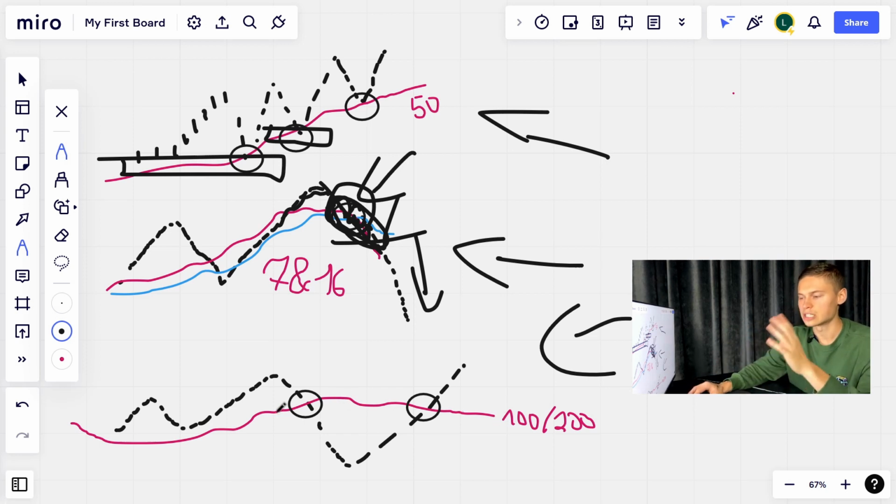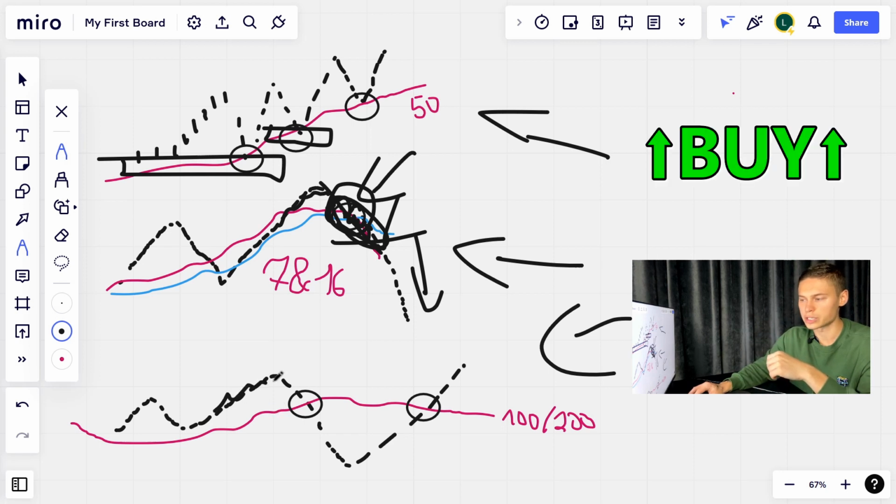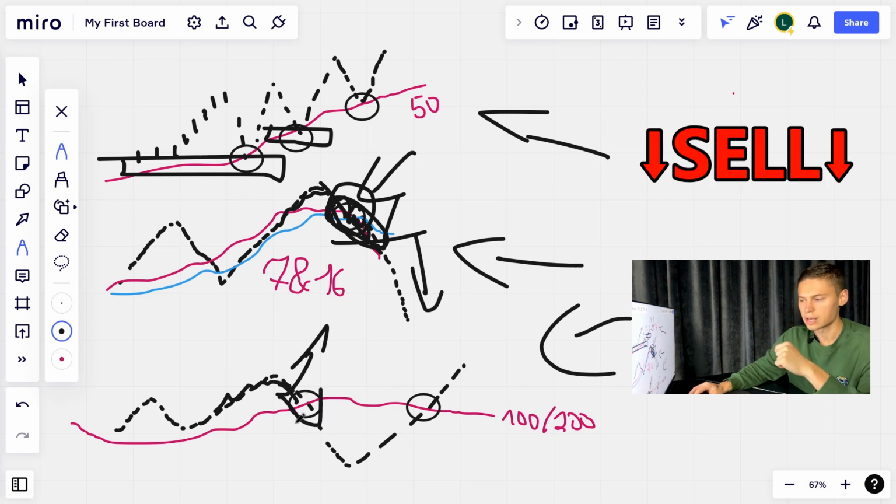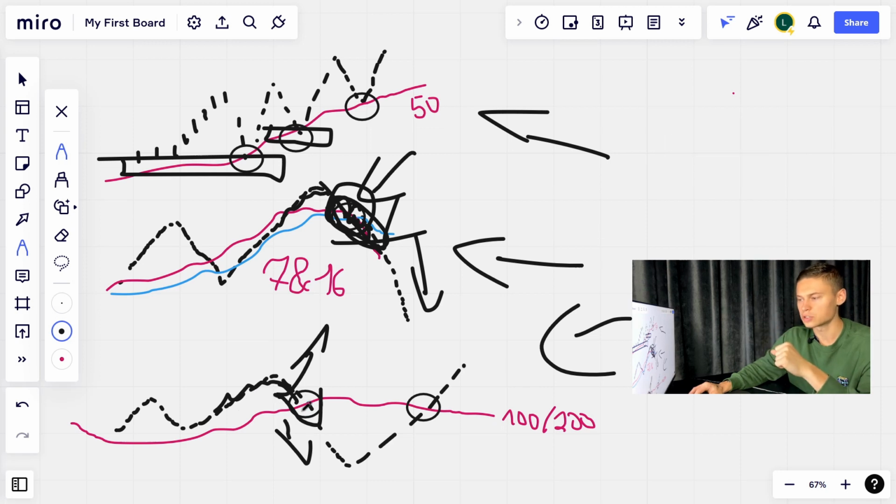So basically, it's pretty simple. When the price is trading above this red line, which is an EMA line, that means that you are interested in buying because the trend is bullish. And when you do have a cross to the other side, now you're interested in selling because now the trend has shifted into the bearish trend.